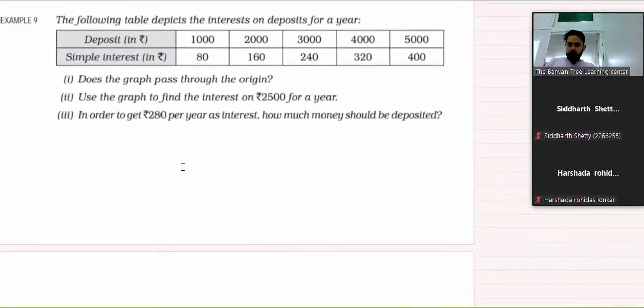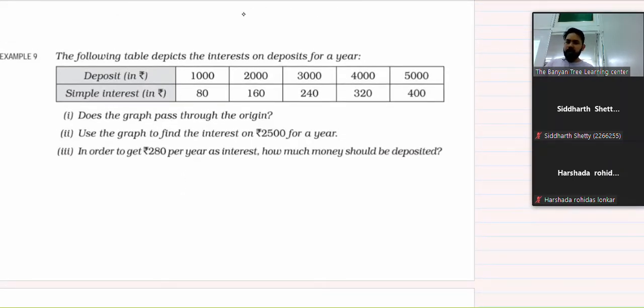And then what's the point when it is marking? Yeah, just plotting. Like here, we will see how comfortable you are with scale and everything. This table gives you the interest on deposits for a year. It is a table of deposit and interest. Which one will you take as x? Very good. And which one as y? Very good. Great. Tell me the scale on the x axis.